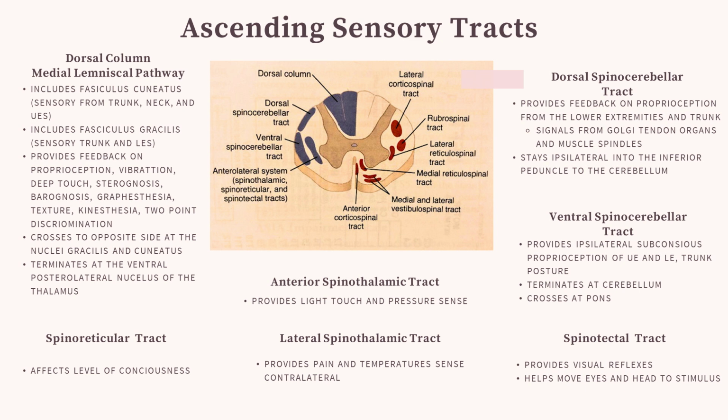And then it has the fasciculus gracilis, which is going to be that inner medial part of that column. And this is going to be more of the sensation from our legs and our lower trunk area. Now, the feedback that we get from the dorsal column is going to be more of discriminatory types of sensations. So, vibration, we're going to get proprioception. So, where is our body in space? We're going to get that deep touch, stereognosis, barognosis, graphesthesia, texture, kinesthesia, as well as our 2-point discrimination.